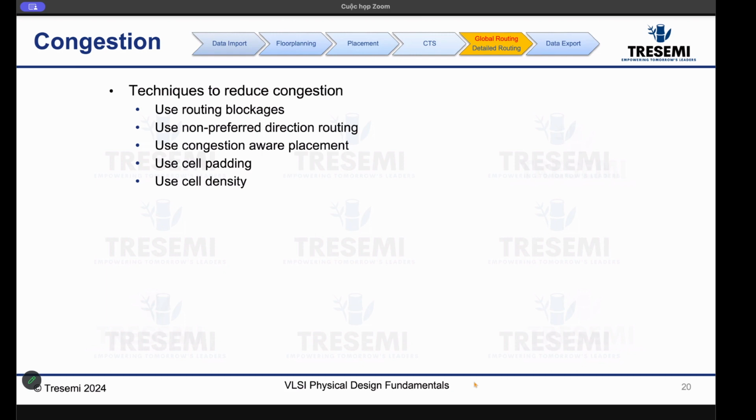Then you come in and add, let's say, routing blockages. You can block it all the way, or you can do a partial, right? That's the routing blockage. You can do both ways, kind of similar to placement blockages. You can do a percentage, right?